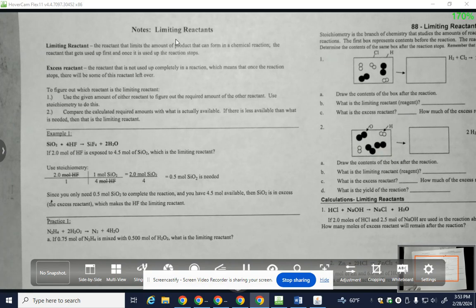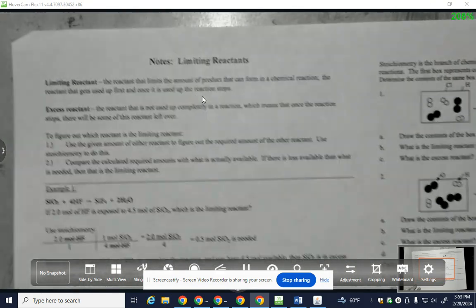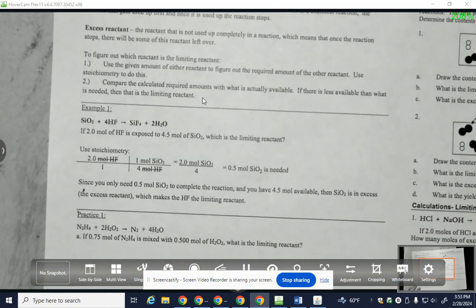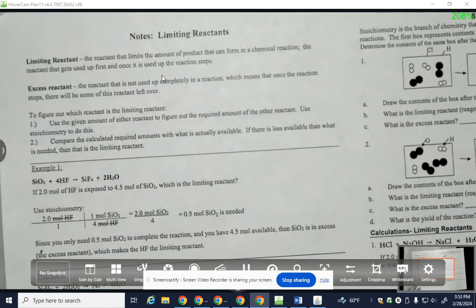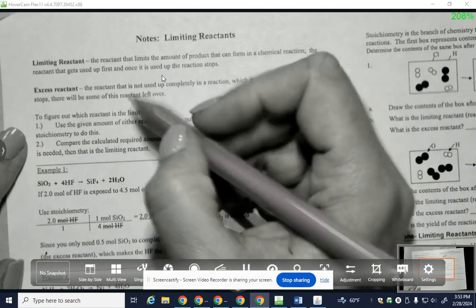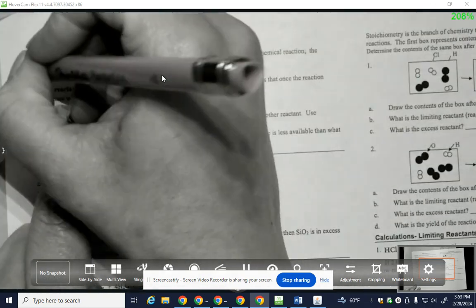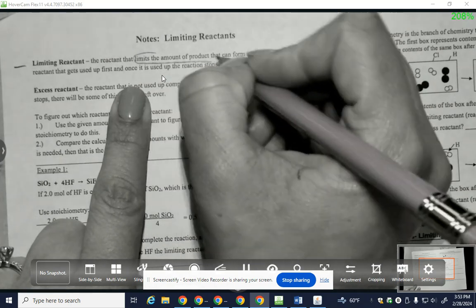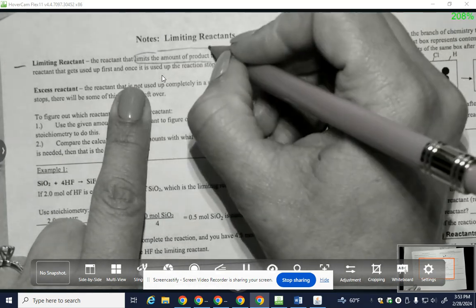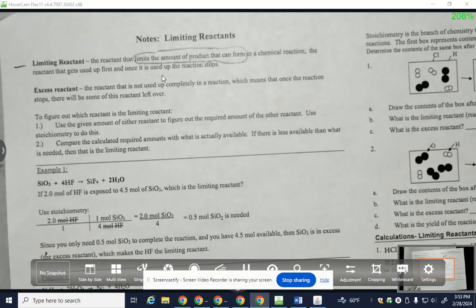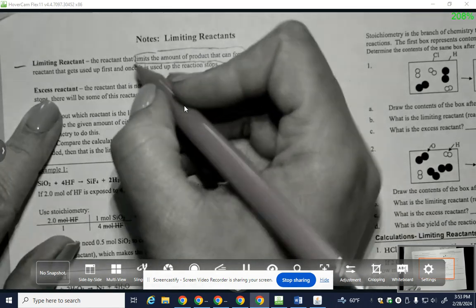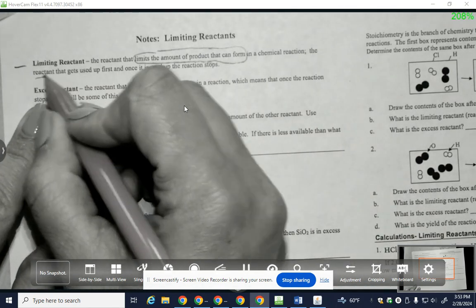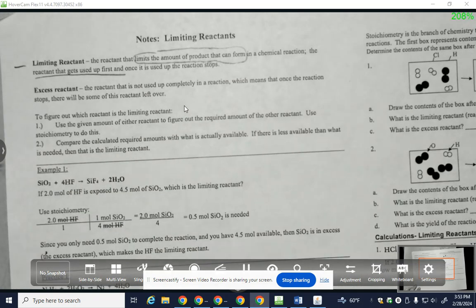So for our limiting reactants, let's just jot down a couple things, and then you will have the work time. So limiting reactants. This is just a reactant that is going to limit the amount of product that can be made. It limits the amount of product that can form in a chemical reaction. The reactant that gets used up first. So reactant that gets used up first, that's another way to define it.